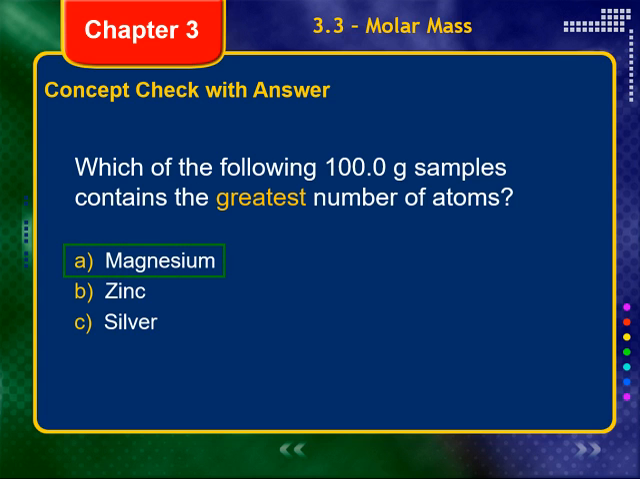Magnesium is the smallest, or has the smallest average atomic mass, 24.3 AMU. And since, out of these three options, magnesium is lighter than zinc and silver, it will take more atoms to reach 100 grams.